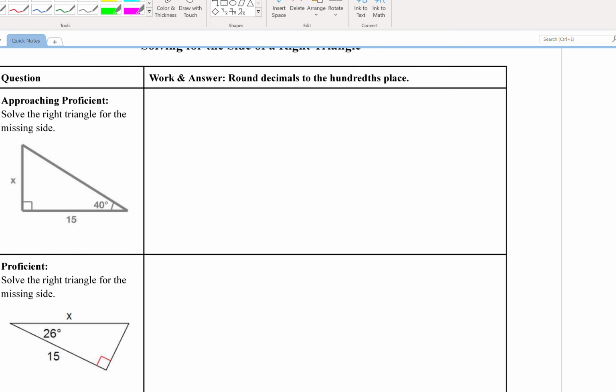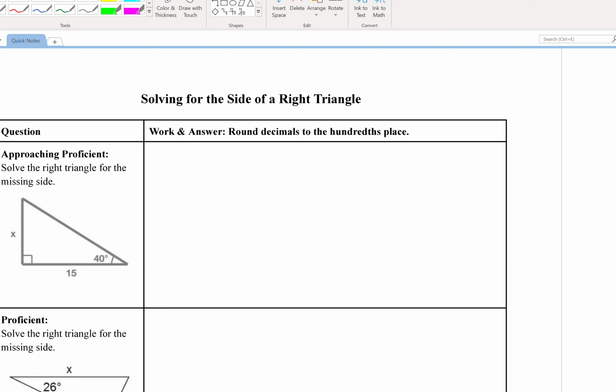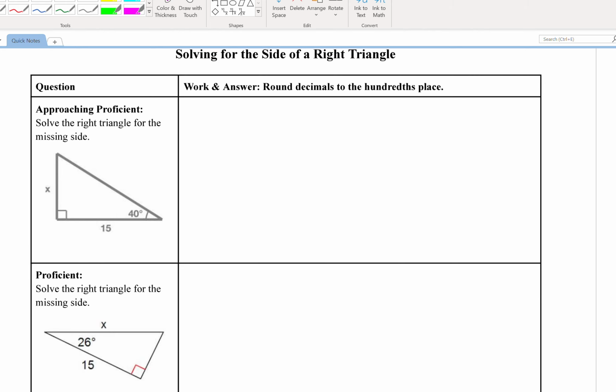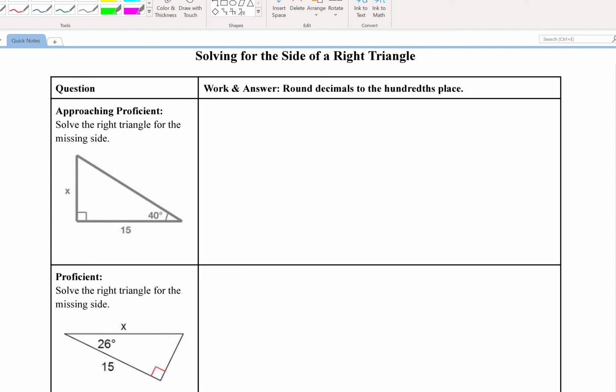Welcome. This video is about finding a side of a right triangle, a missing side, using trigonometry. And I'm going to do this for both the approaching proficient and the proficient. So I'll try to be as precise as possible here.